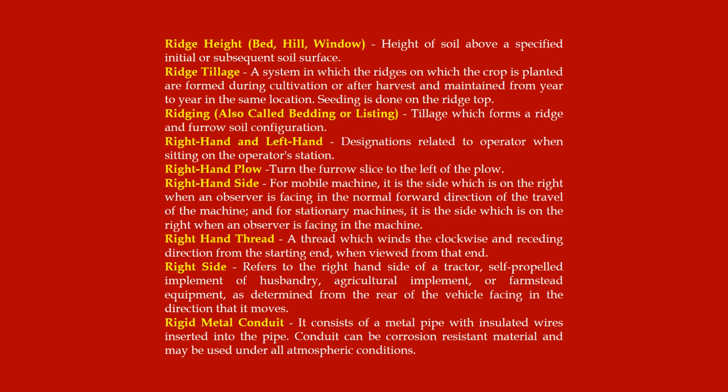Self-propelled implement of husbandry: agricultural implement or farmstead equipment, as determined from the rear of the vehicle facing in the direction that it moves. Rigid metal conduit: it consists of a metal pipe with insulated wires inserted into the pipe. Conduit can be corrosion-resistant material and may be used under all atmospheric conditions.